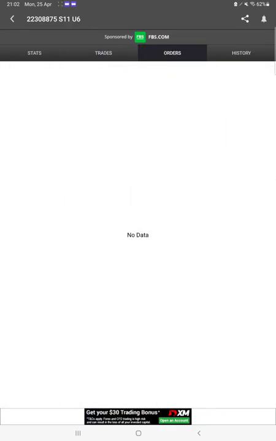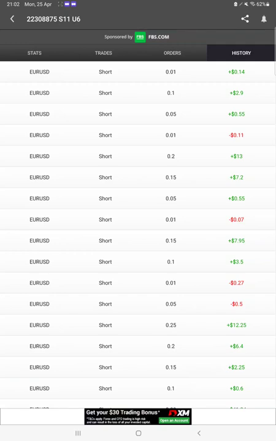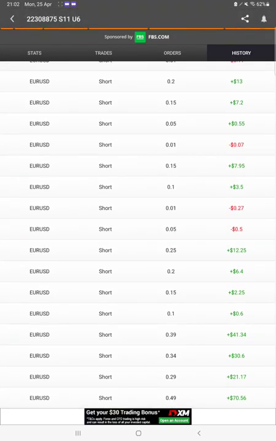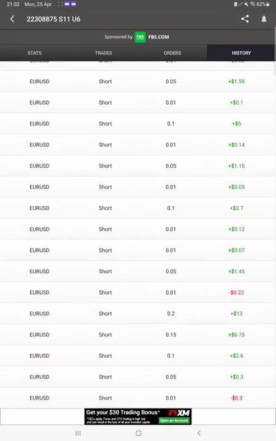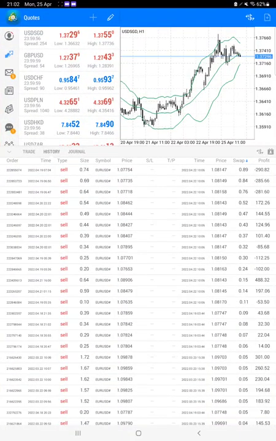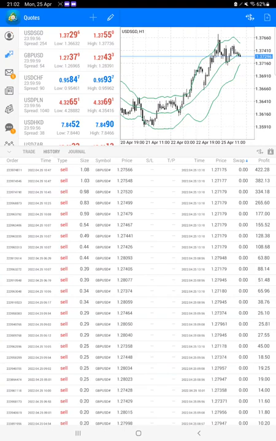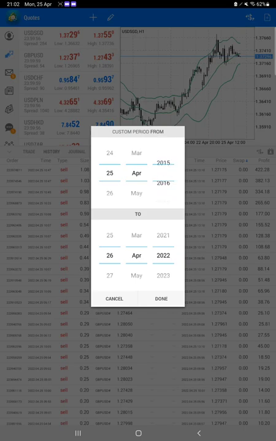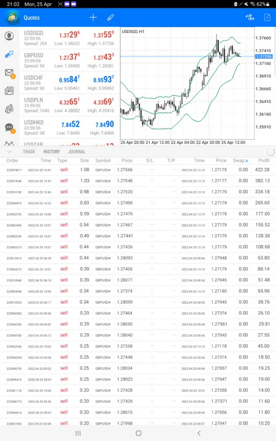Here we can see open orders, and we can verify the history with the profit and loss, whatever lot size is used as per the Euro and GBP trading. So all the history is completely available here. And now we will check the trading account history. We will just select a custom period, so all history will be available.